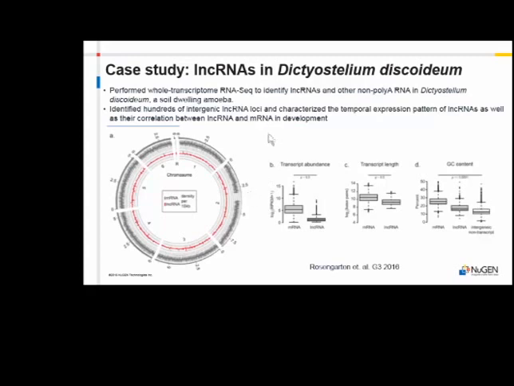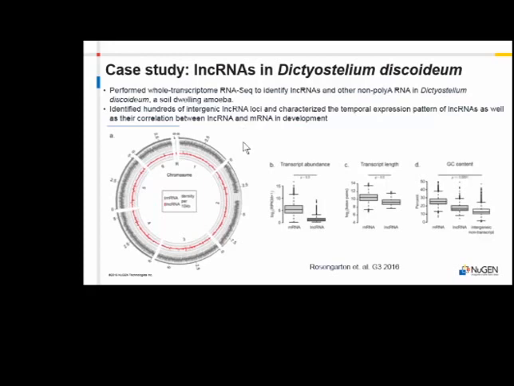And the last case study that I'll review is a study of, again, non-coding RNA discovery in Dictyostelium, which is an amoeba found in the soil. And in this study, they performed whole transcriptome RNA-seq to identify lncRNAs and other non-poly-A RNA. And they identified hundreds of intergenic lncRNA loci and characterized the temporal expression pattern of these, as well as their correlation between lncRNA and mRNA at different points in development. And shown here in the chromosome map, they detect the lncRNA loci across the entire chromosome.